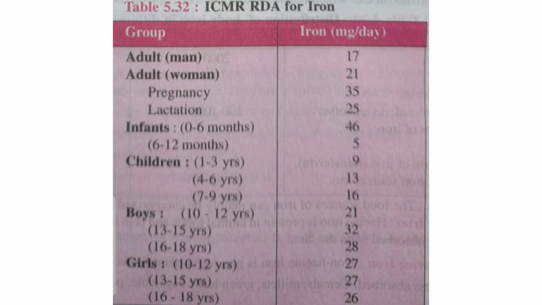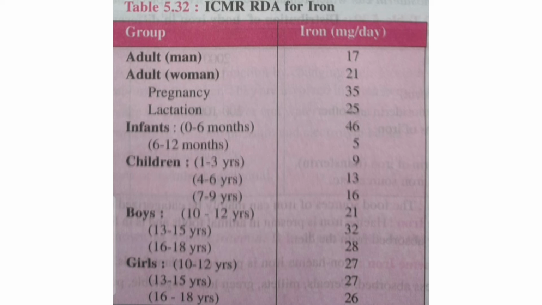And here is a chart given by ICMR, where the iron consumption needed, or RDA, is given for different ages. For the adult male, it is 17 mg per day. For adult woman, in normal condition, it is 21 mg. If she is in pregnancy, then 35 mg, and lactation, then 25 mg per day, obviously.